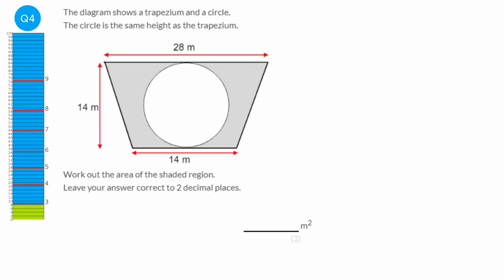25.73. So the first thing we're going to do is work out the area of the trapezium.